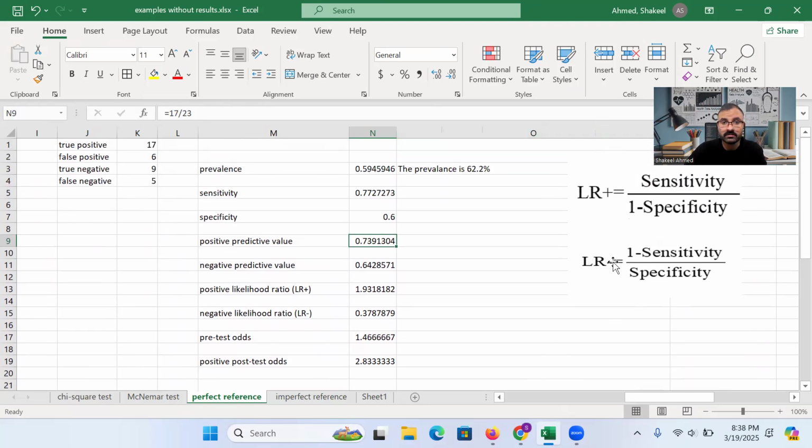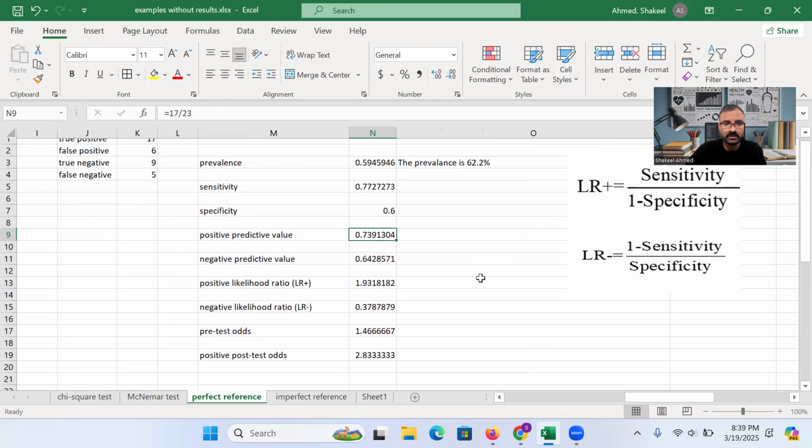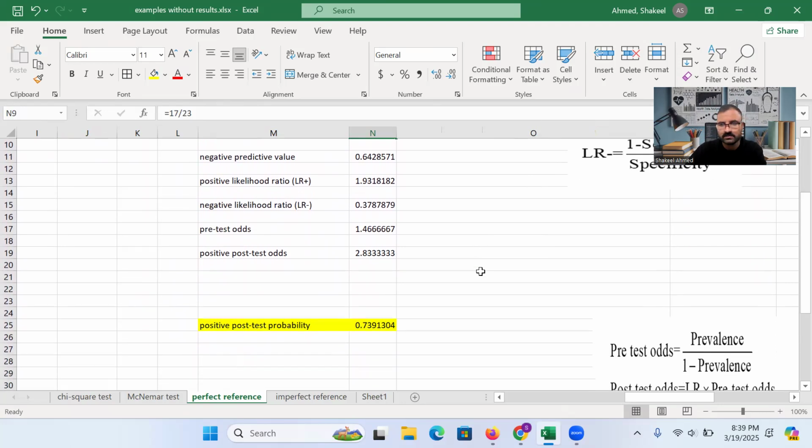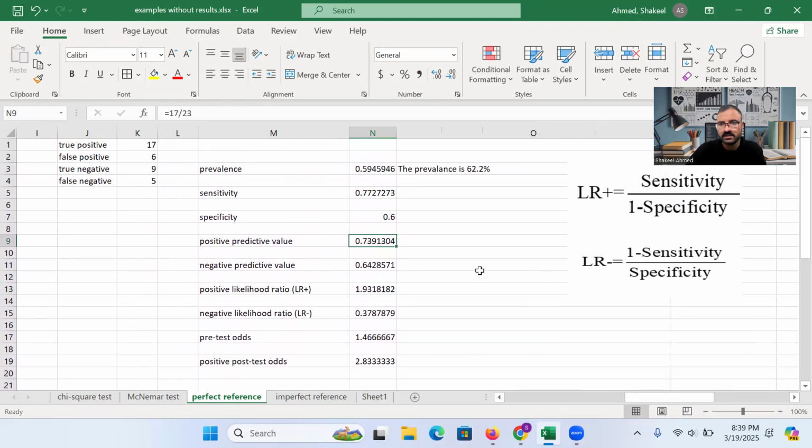So that's all about the prevalence, sensitivity, specificity, positive predictive value, negative predictive value, positive likelihood ratio, negative likelihood ratio, pre-test odds, positive post-test odds, and positive post-test probability. So you need to find all these things to evaluate the performance of your test.